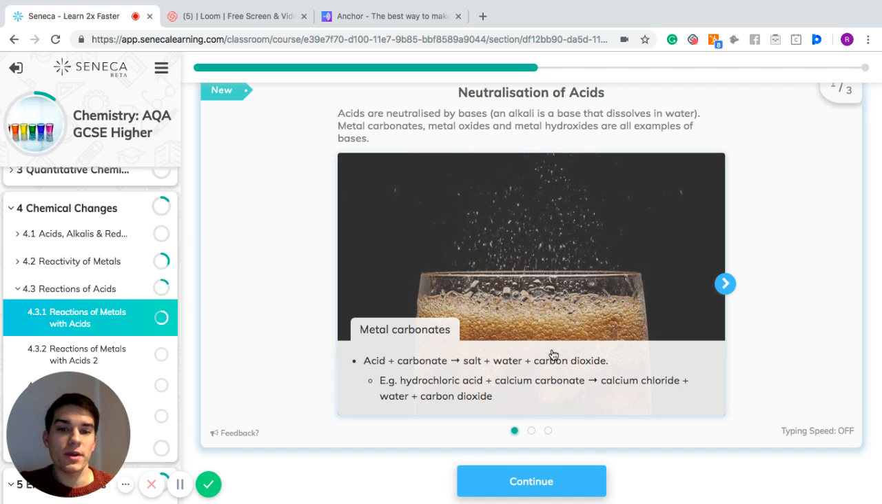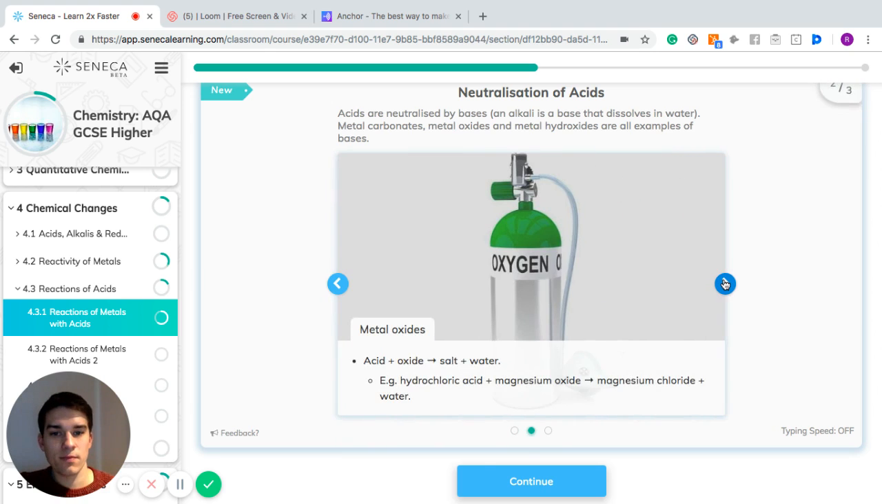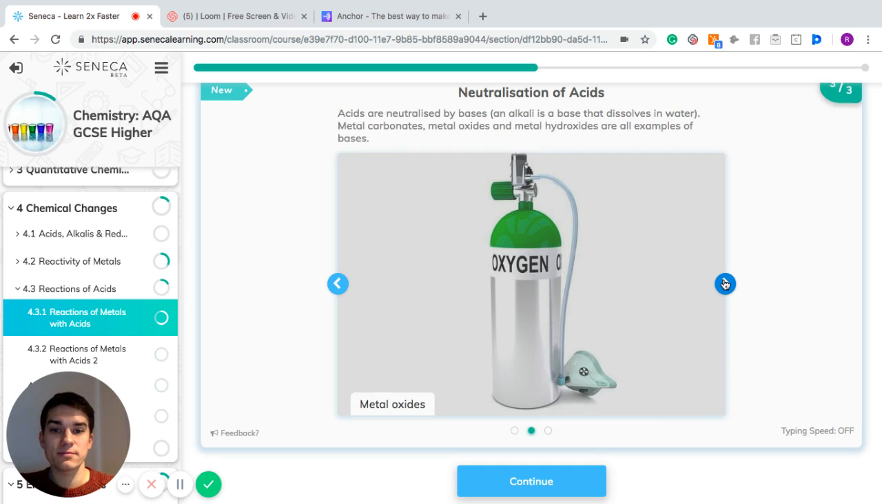An example of that would be if you added hydrochloric acid and calcium carbonate, that's your metal carbonate. What would get formed is calcium chloride, salt, water, and carbon dioxide. If you reacted an acid with a metal oxide, it would just form salt and water. So another example would be hydrochloric acid and magnesium oxide. That would react to form magnesium chloride and water.